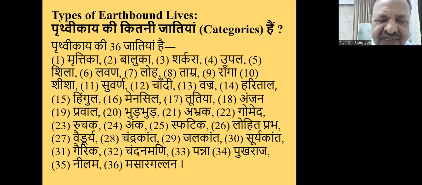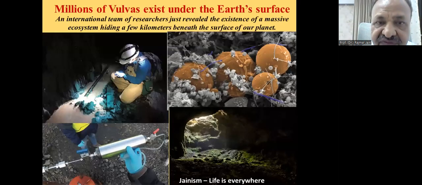Anyway, I cannot go into too much detail on the definitions of each category, because I have to finish my talk. So I will end the description of Jainism here. And now I would like to take you to the point that there are lives not only on the surface of the earth, but also under the surface of the earth. And this is the most important thing.